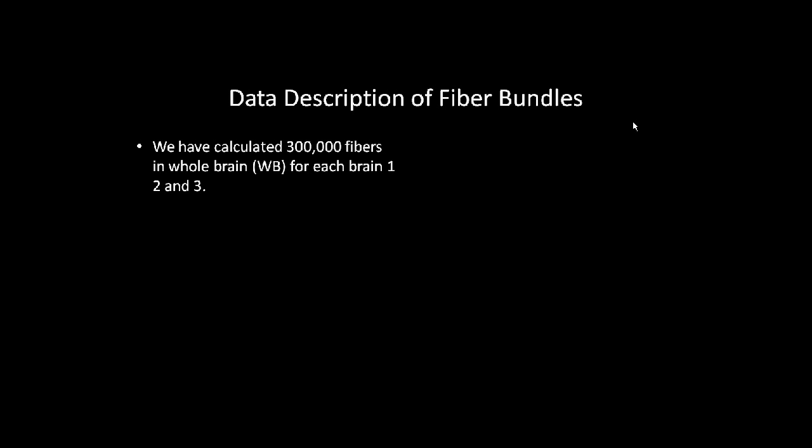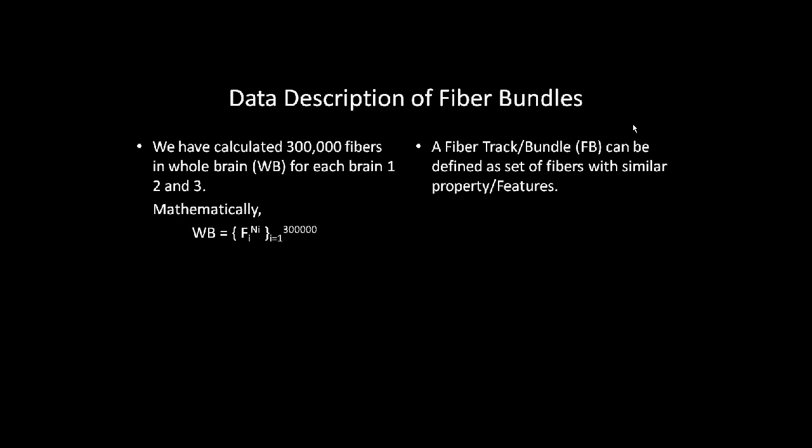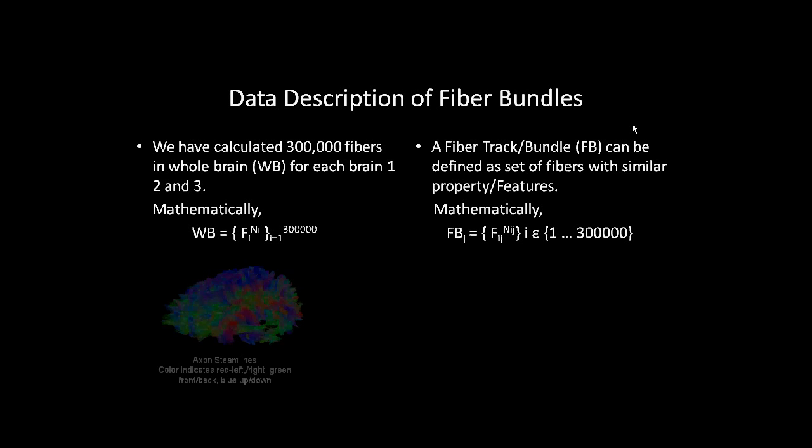We've calculated for each of the brains 300,000 fibers. So for the white matter, for the whole brain, it's a set of these 300,000 fiber tracks that we're working with. A fiber bundle can similarly be defined as a subset of those 300,000 fibers that we're dealing with.